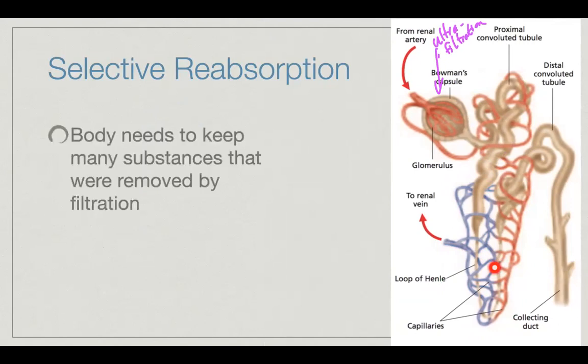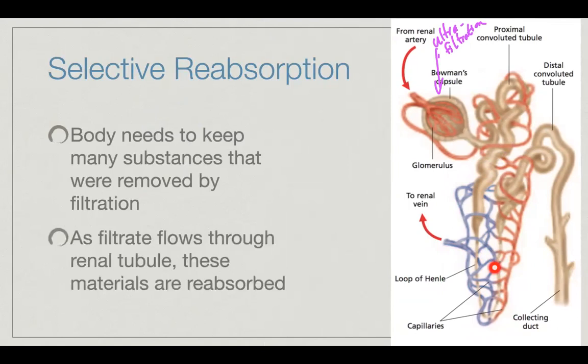So here we have ultrafiltration. After that, we're going to have selective reabsorption. The body needs to keep a lot of the substances that we squeezed out of the glomerulus into the Bowman's capsule. So as the filtrate flows through the renal tubule, these materials like the vitamins, the minerals, the salts, the water, they're going to be reabsorbed.